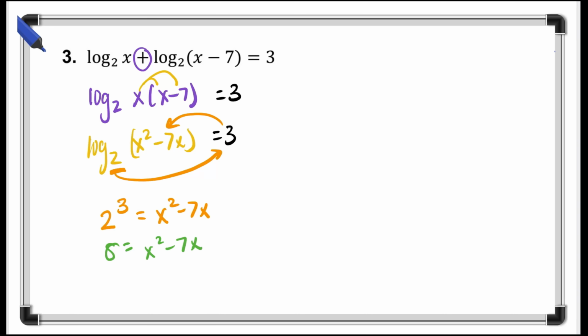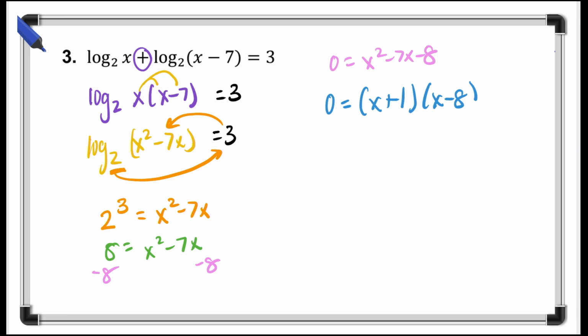And again, what we have is a quadratic, so we're going to subtract 8 from both sides so we can get 0 on the left-hand side. So you're going to get 0 equals x squared minus 7x minus 8. Now you can factor this using your box, whichever way you're more comfortable with. So you're going to get x plus 1 and then x minus 8. Find both of your answers. This will be negative 1. This will be a positive 8.